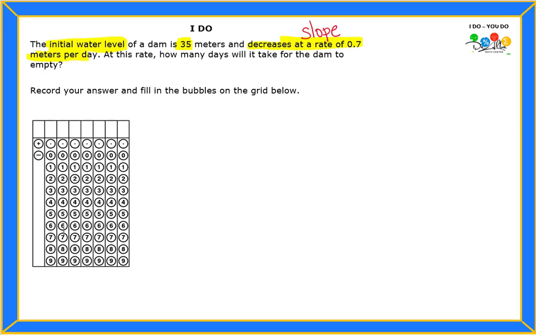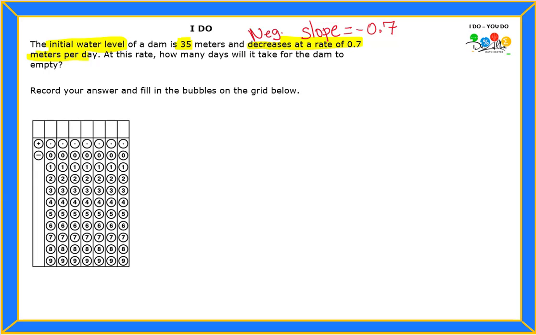So what do I know about the slope? Well, the slope is going to be negative because it says decreases. And the slope says at a rate of 0.7. So I'm going to write down over here, slope is equal to negative 0.7. That's the first thing I can see right there. Okay, I know 35. We'll come back to that in a minute.